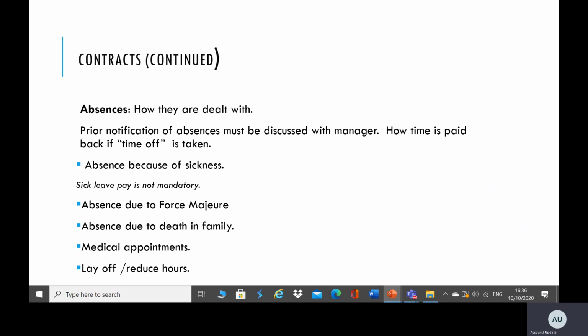Medical appointments should be made outside working hours if at all possible. The only time that people have to be allowed to attend medical appointments is if they're pregnant. Now, layoff and reduced hours can also go into a contract saying that your hours may be reduced for a number of reasons. If there is a drop in attendance and a drop in numbers at the childcare facilities, in the case of an SNA, if the child you are assigned to either leaves the school or it's decided that his hours are cut or whatever, that will be in your contract.